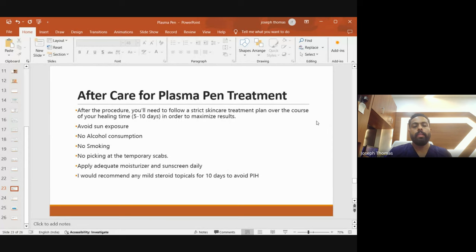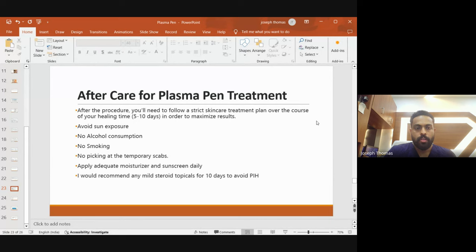Since we are dealing with Indian skin, we tell you to apply all these things. Normally in Western countries, they don't tell the patient to apply thrice daily. But Indian skin, we tend to get PIH a lot faster than other people. That's why.